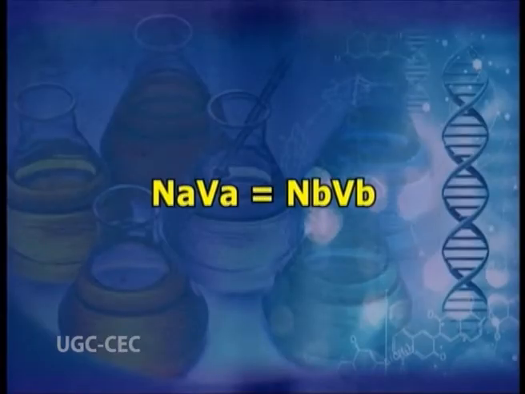Normality is particularly useful in titration calculations, where N is equal to normality, V is equal to volume, A is the substance on the left of the equation involved in proton exchange, and B is equal to the substance on the right of the equation involved in proton exchange. That is, N_A V_A is equal to N_B V_B.